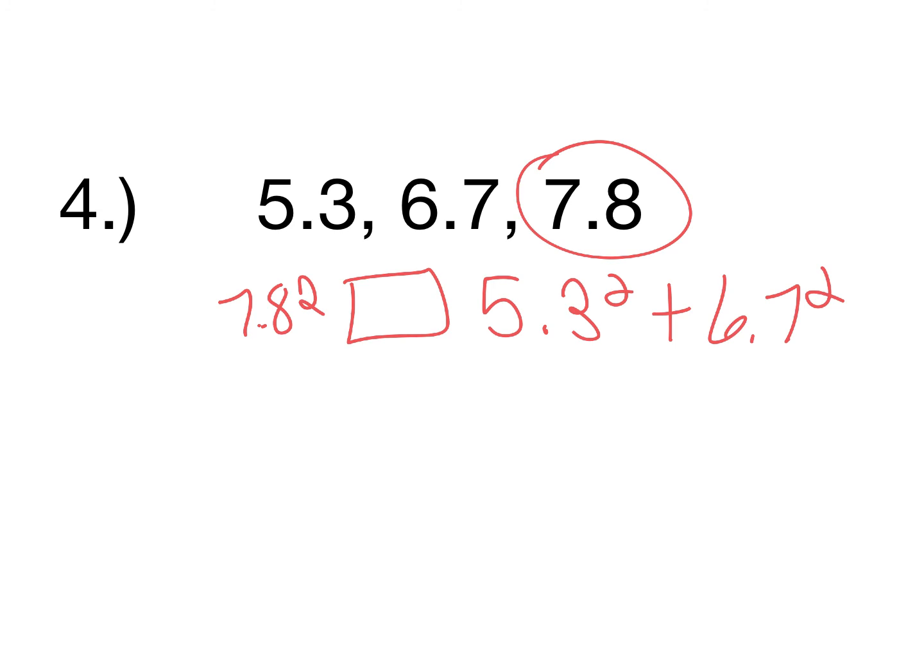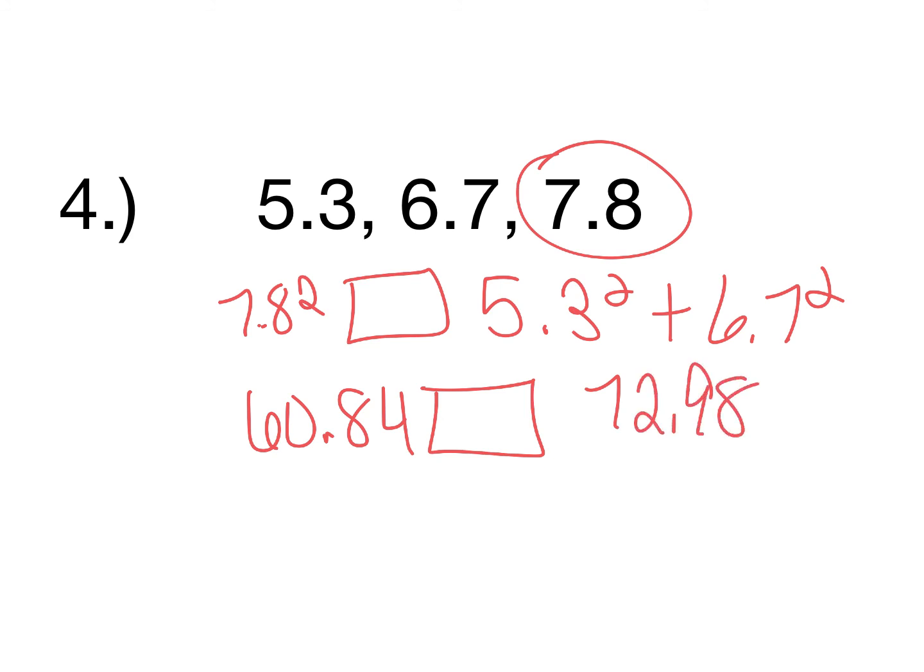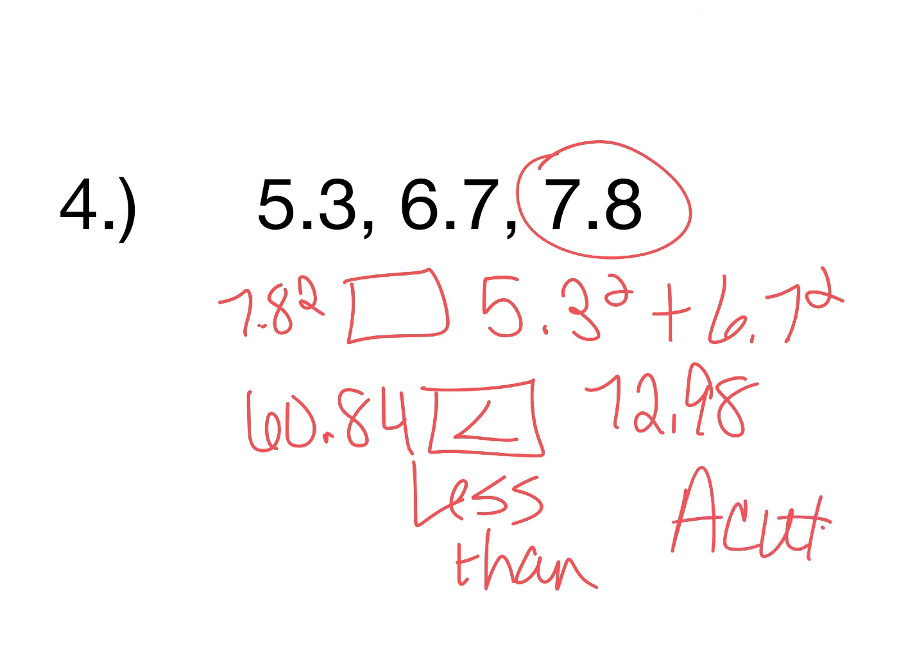7.8 squared. Again, a lot of this is calculator work. So I'm going to have 60.84. And then on the other side, when I square and add them, I get 72.98. Well, 60.84 is less than that, and an angle less than 90 degrees is acute, so that triangle is going to be an acute triangle.